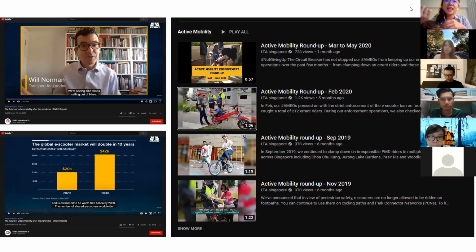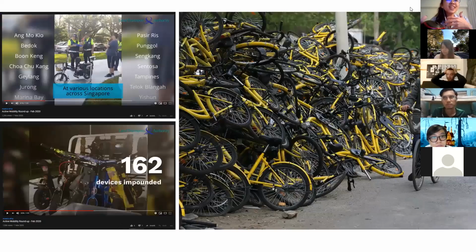So LTA is Land Transport Authority in Singapore. They are having these enforcement operations over all these PMDs. People have been using them to speed on the footpath and endanger other pedestrians, etc. So I just want to highlight the complications here. I'll not really have a solution.